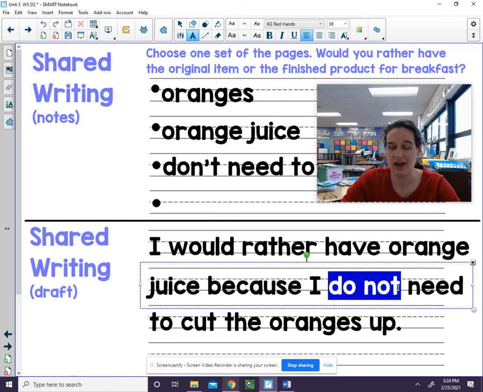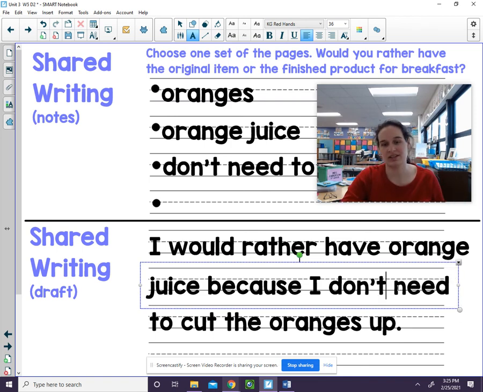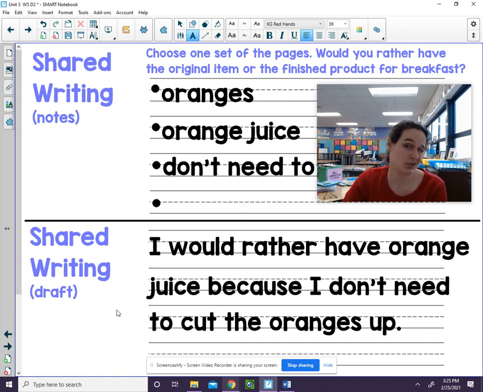So I do want you to help me fix this because do not, I can make into a contraction. How could I say that instead? It'd be don't. Can you help me write it so it's don't? D-O-N apostrophe T. So I don't need to cut the oranges up because when you go to the store, you can just buy orange juice. And so I'd rather have orange juice because I don't need to cut the oranges up. So it's much easier to drink juice than to cut the oranges up and eat it. That's just my opinion. Maybe you have a different opinion.